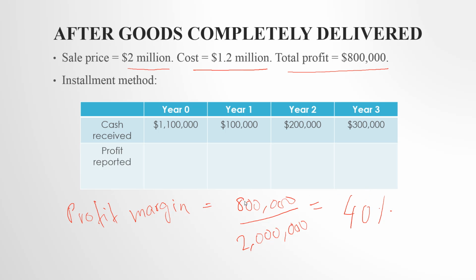The amount of profit reported on the down payment would be 40% of $1.1 million, which works out to $440,000. In the first year, again, it will be 40% of $100,000, which would be $40,000. In year 2, it will be 40% of $200,000, which is $80,000. And in the third year, it will be 40% of $300,000, which is $120,000.